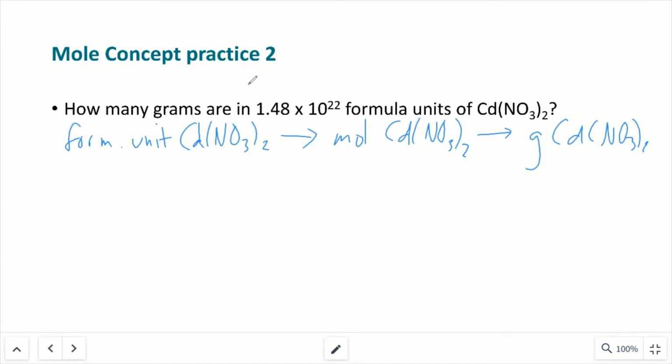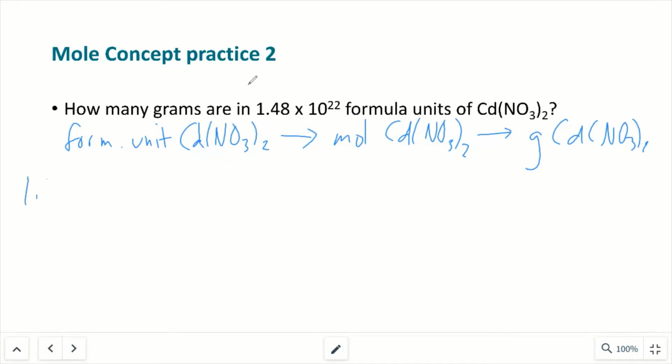And so that's the process that we're going to undertake here. We know to go from formula units to moles, we're going to have to use Avogadro's number. Again, Avogadro's number is the thing that bridges us between particles and moles. So if I'm starting with a small something and I'm turning it into a bigger something, I've got to use Avogadro's number.